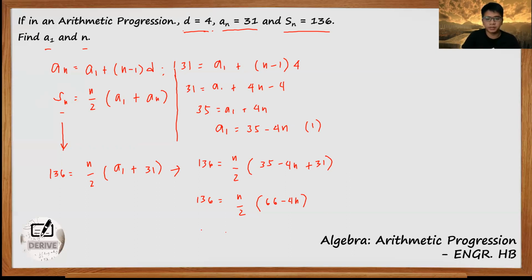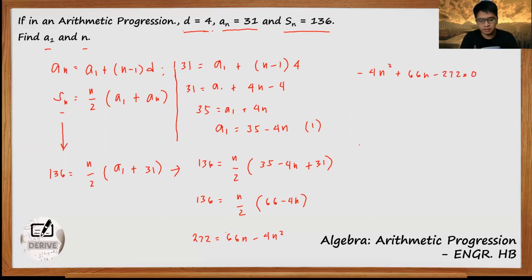Okay, so that will become 136 times 2. That will become 272 is equal to n times 66, 66n, n times 4n, that will become 4n squared. So, pwede na nating convert lang sa quadratic equation. 4n squared plus 66n minus 272 equals 0.